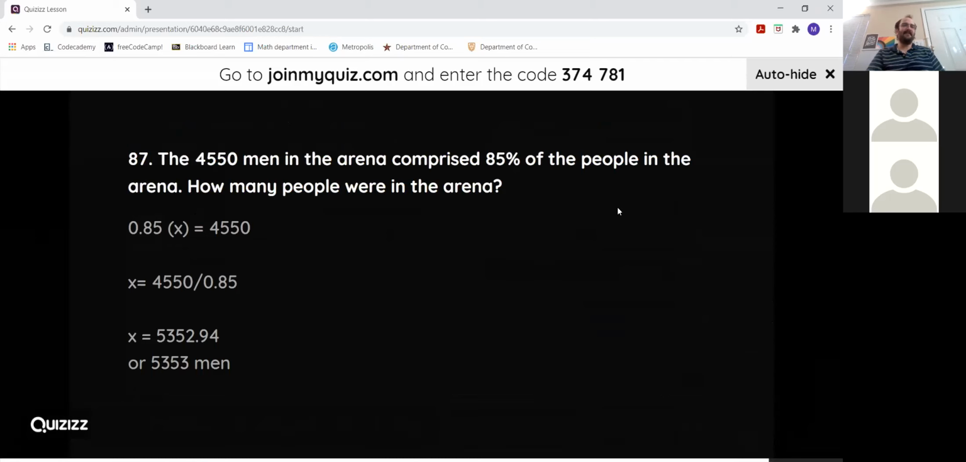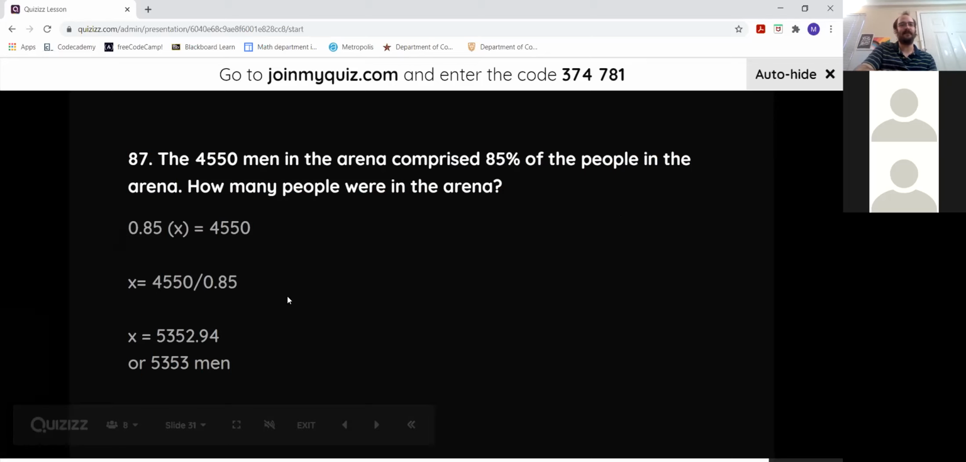Oh, here it is. Apparently I wrote it down. Yeah, so that's it. We're doing 85% of the amount of people there are going to be the amount of men. And so X, if we want to solve for X, we got to work this backwards. We got to divide by the 0.85. We're going to get that fractional amount. But we're not trying to quarter people, so round it to the nearest whole person.